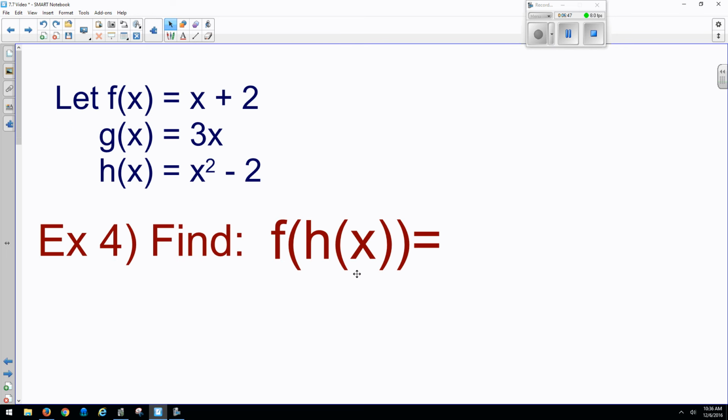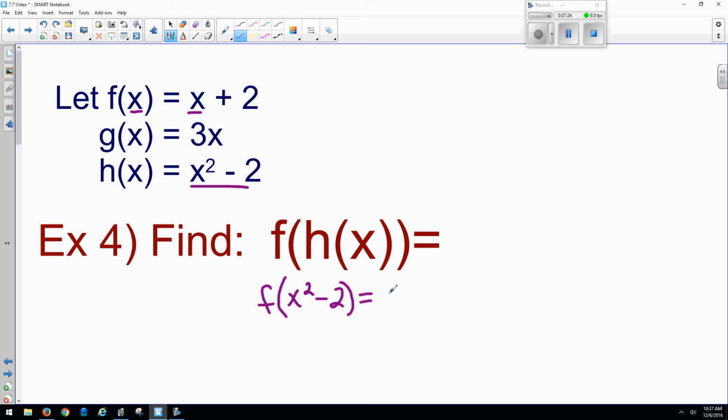But now I don't have a number that I'm plugging in. Now I have an entire function that I'm plugging in. All right, so I'm going to, again, work from the inside out. I want f of h of x. Well, h of x is x squared minus 2. So really, I want f of x squared minus 2, because that's what h of x is. And so I'm going to take that whole thing and plug it into the f function everywhere I see x.